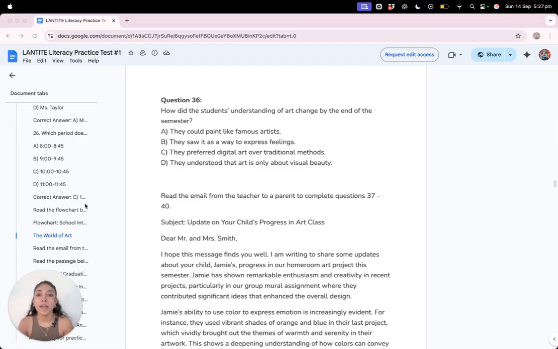Question 36. How did the students' understanding of art change by the end of the semester? A, they could paint like famous artists. B, they saw it as a way to express feelings. C, they preferred digital art over traditional methods. D, they understood that art is only about visual beauty. So I'm going to go with B, they saw it as a way to express feelings. And that's just because by the end of the semester, students learn that art is not just visual, but an emotional language and capable of expressing joy or sadness.